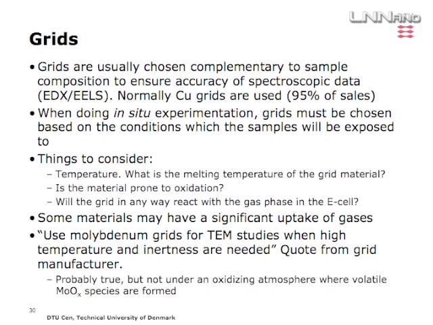Another thing is that some materials have a significant uptake of gases. For instance, titanium takes up quite a lot of hydrogen, and it will become brittle. I found a quote here on one of the grid manufacturers' webpages: use molybdenum grids for TEM studies when high temperature and inertness are needed. Yeah, that's all good if you're working in vacuum, but if you're working in an oxidizing atmosphere, you start to form volatile molybdenum oxide species, and you're not going to get your grid back out of the microscope. We tried that once, and it just didn't come out again.